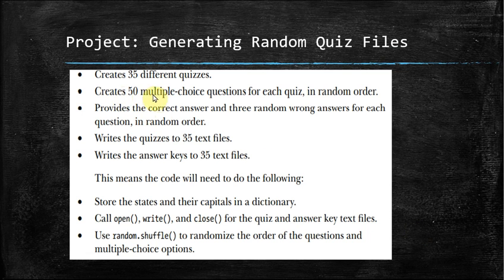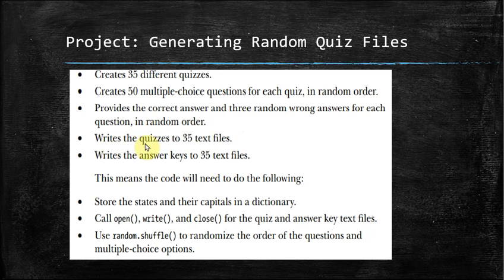So this particular program creates 35 different quizzes for 35 different students, and creates 50 multiple choice questions for each quiz. So in that quiz, how many questions will be there? 50 MCQs will be there. It provides a correct answer and three random wrong answers for each question in random order. So one correct answer will be there and the other three will be wrong.